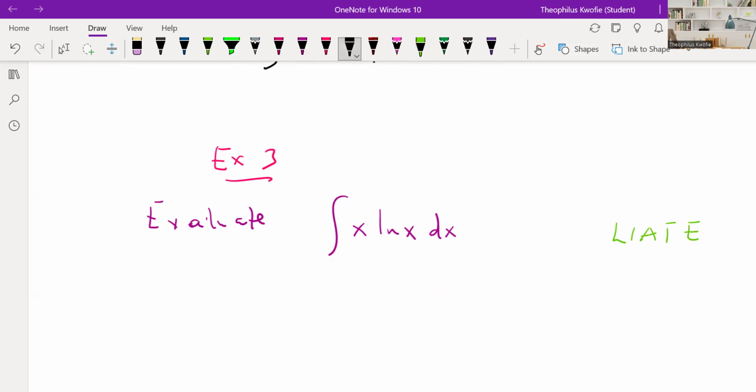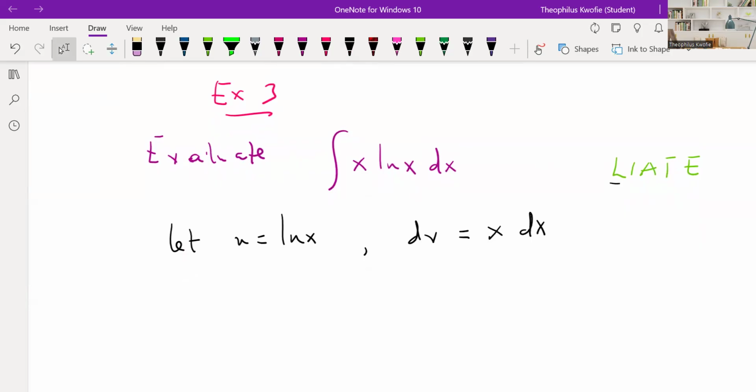Now the question is, what would be our choice of u according to LATTE? The L stands for logarithmic functions, and we have the logarithmic function here. So my choice of u will be straight away ln x, and then my dv will just be x dx. Good. And remember that our u has to be differentiable and our dv has to be easily integrable, right? Very good.